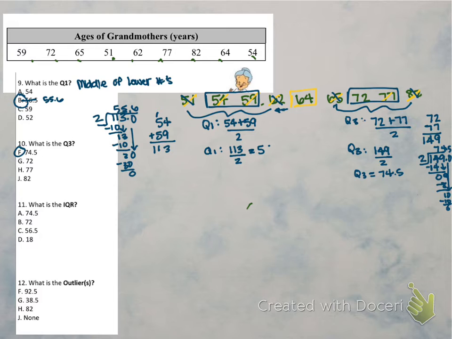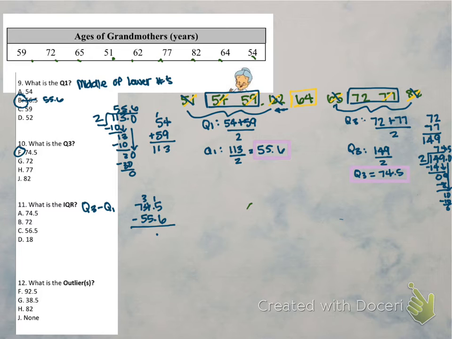Okay, so you had to add 72 and 77 together, and when you did that, you should have gotten 149, and then 149 divided by 2 gives you 74.5. Okay, so now that we have our Q1 and our Q3, our next step is to find the IQR. IQR is Q3 minus Q1. So it's 74.5 minus 55.6. Okay, so there is a borrowing, makes that a 3.